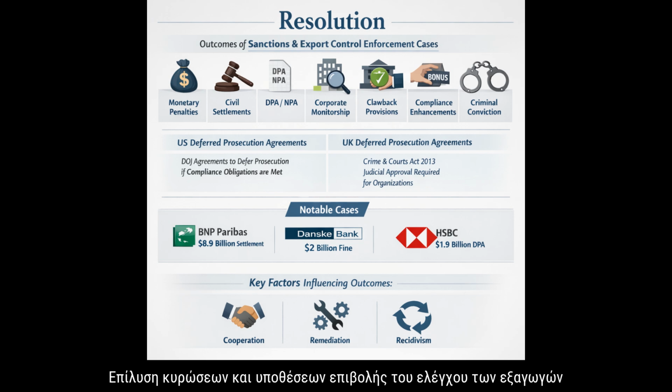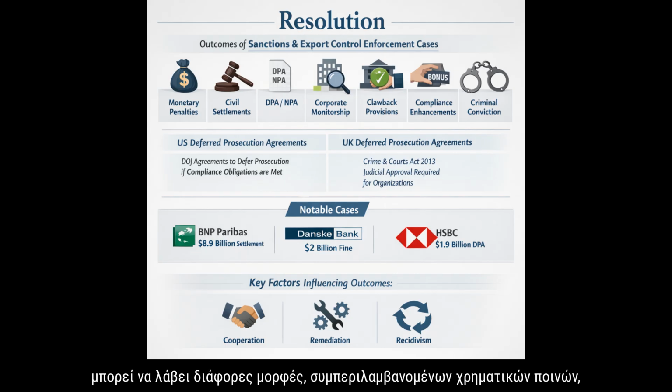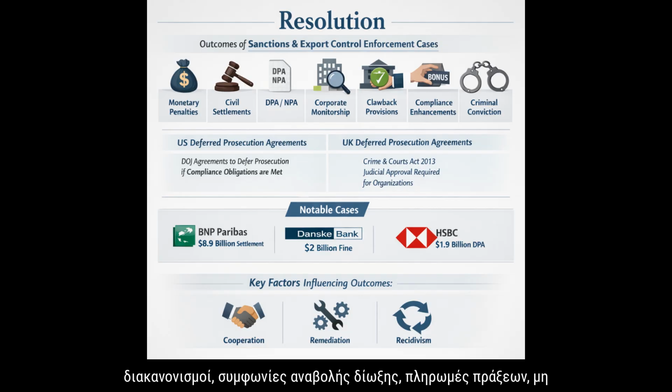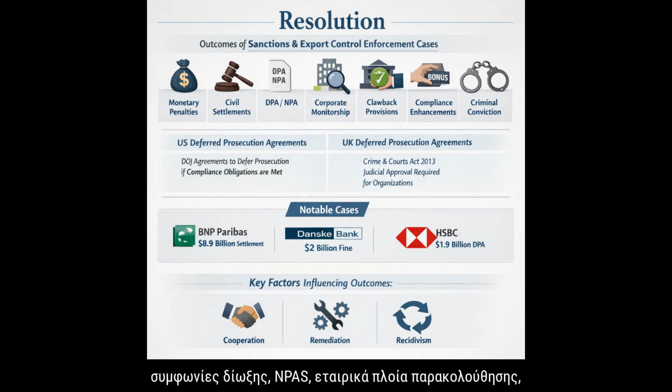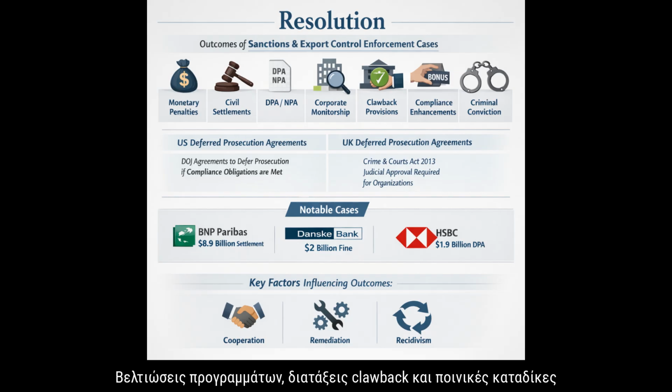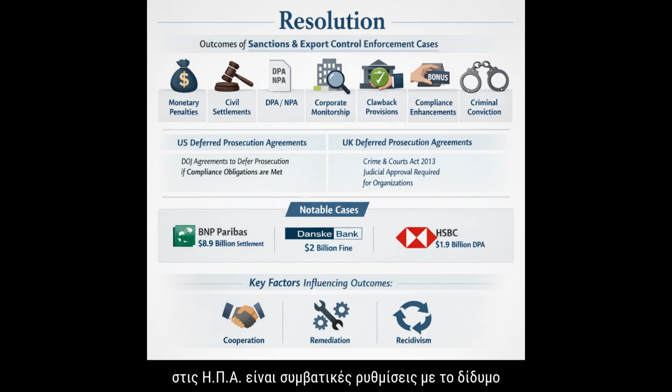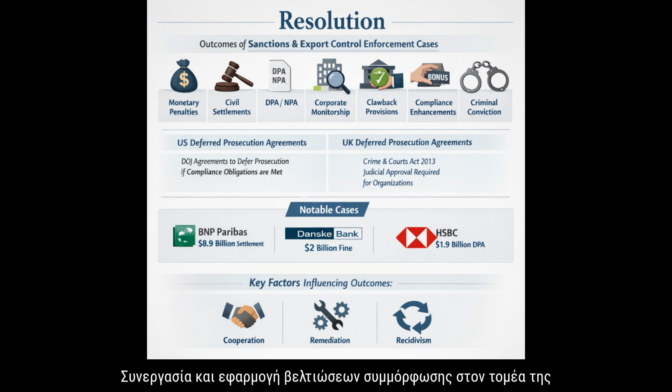Resolution of sanctions and export control enforcement cases can take several forms, including monetary penalties, civil settlements, deferred prosecution agreements, DPAs, non-prosecution agreements, NPAs, corporate monitorships, compliance program enhancements, clawback provisions, and criminal convictions. In the US, DPAs are contractual arrangements with the DOJ or other agencies, allowing prosecution to be deferred if the defendant fulfills obligations such as paying fines, cooperating, and implementing compliance enhancements.